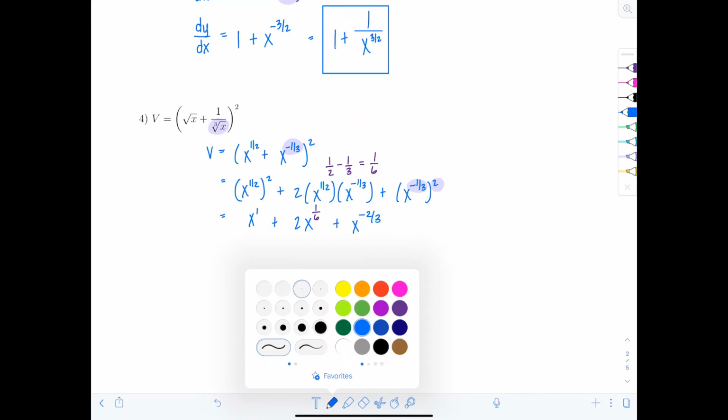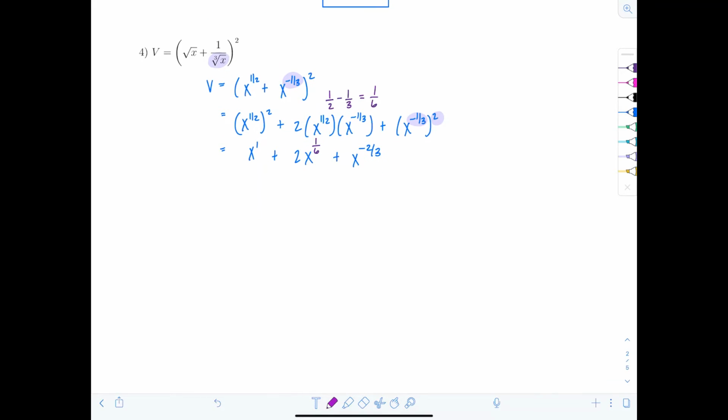Okay, so it looks like it's derivative time. Let's go term by term. So we have v here. All right, v prime is equal to, so derivative of x to the first is just x. Oh, excuse me, just 1. Plus 2 times, so you bring down the exponent 1/6, multiply by it, and then you have x to the 1/6 minus 1. We'll clean it up in a minute. Plus, same thing here, bring this exponent down in the front, so I have -2/3 times x to the -2/3 minus 1.